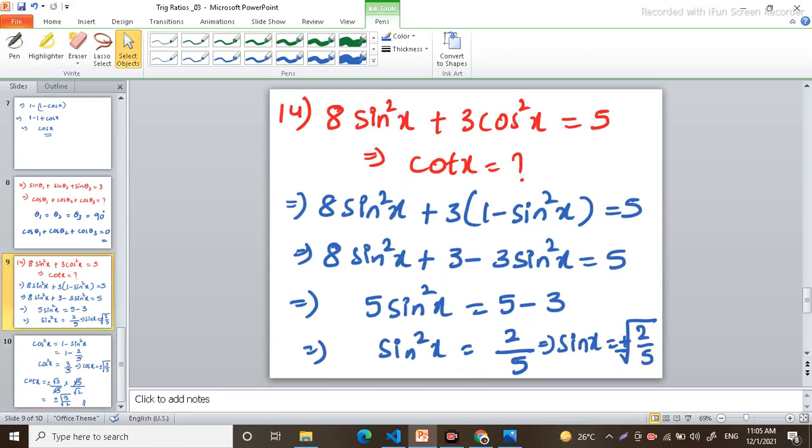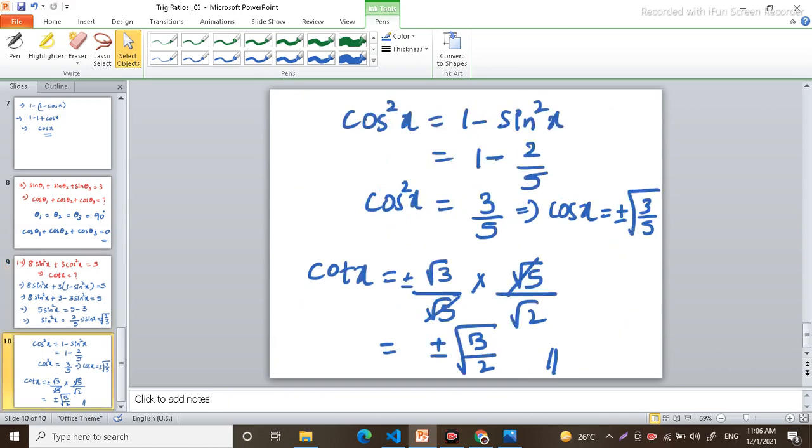I'll do a quick review. See here, the question is 8 sin square x plus 3 cos square x is equal to 5. They are asking to find the value of cot x. 8 sin square x I wrote as it is, plus 3 into cos square x I wrote 1 minus sin square x is equal to 5. 8 sin square x plus 3 minus 3 into sin square x is equal to 5. 8 minus 3 is 5 sin square x is equal to 5 minus 3. This 3 will come right hand side, that is 5 minus 3 is 2, and the multiplication will come down as a denominator, that is 5. Sin square x is equal to 2 by 5. Sin x is equal to square root of 2 by 5.